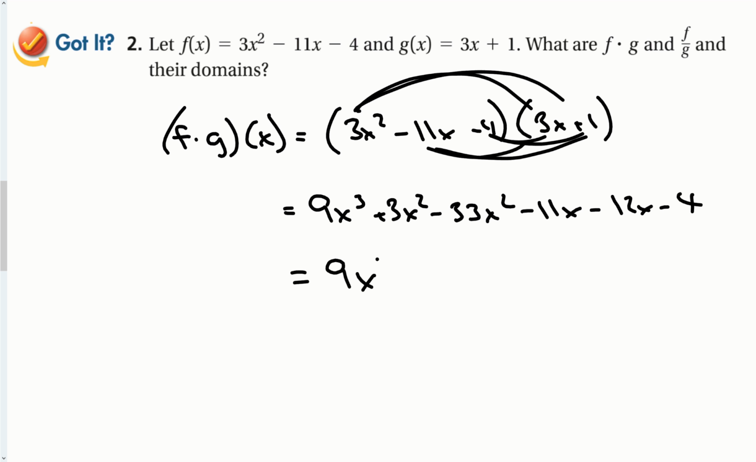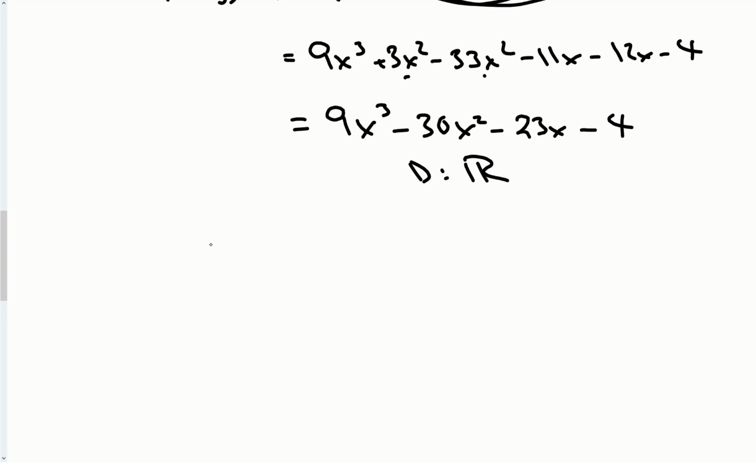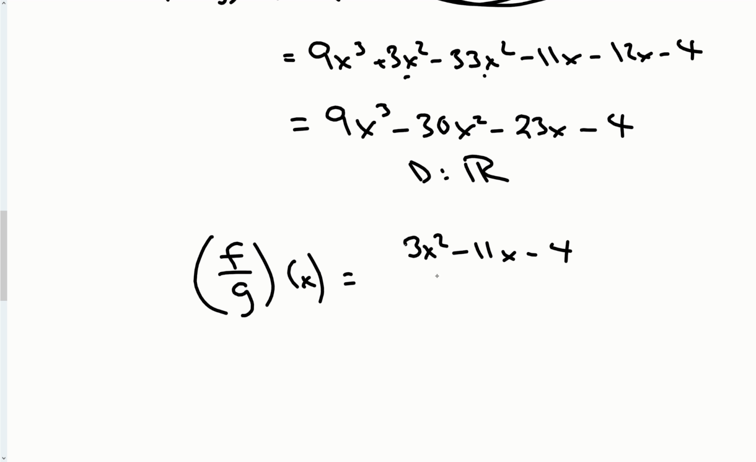Cleaning this up, 9x to the third, so that's minus 30x squared, that's those two. 11 and 12 give me a minus 23x minus 4. Domain is, I'm just going to write it like that, all real numbers. Okay, and then f over g of x, well, that's again going to be f of x divided by g of x. So that's 3x squared minus 11x minus 4 over 3x plus 1.